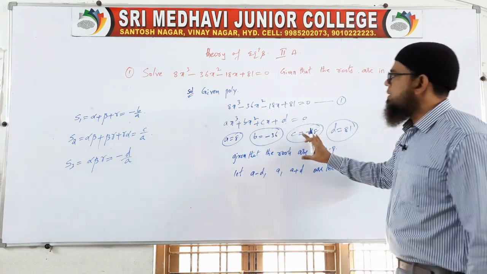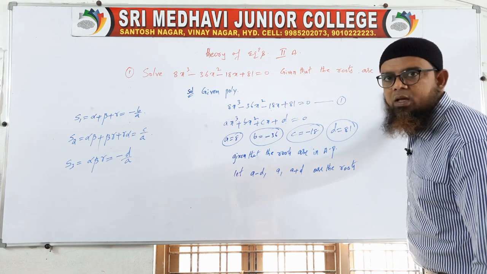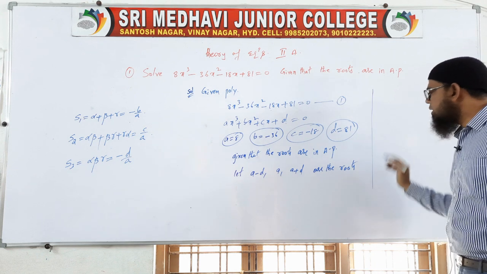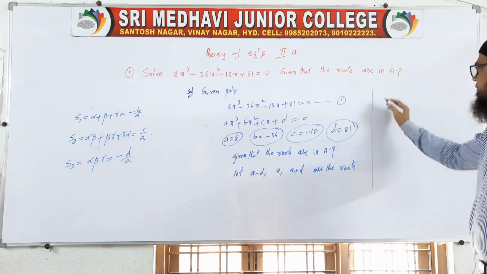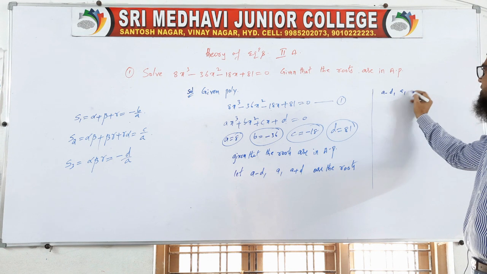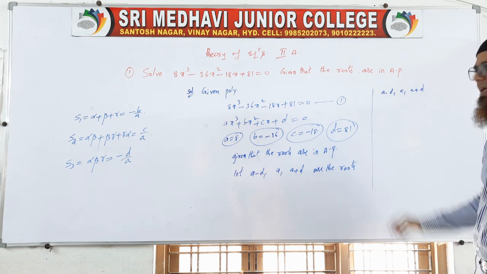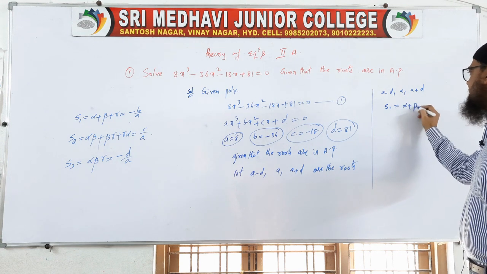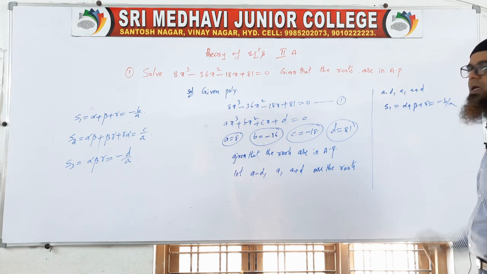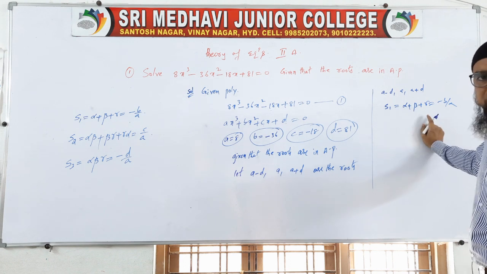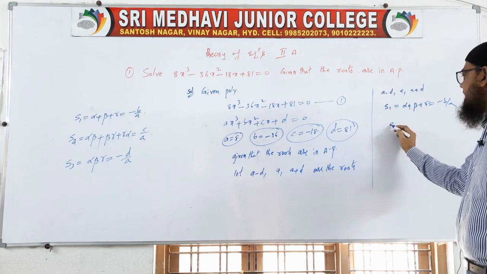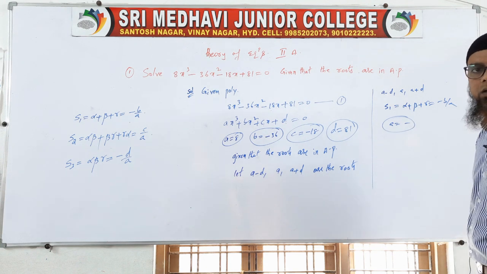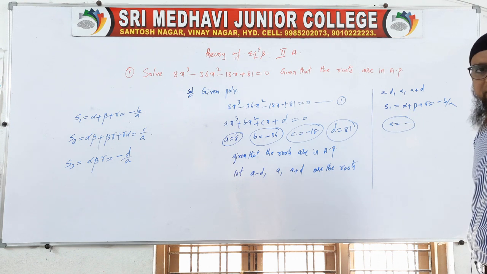Now come to our problem. Given that the roots are in AP, one short procedure I will tell you first of all. Whenever the roots are in AP, first we have to take the roots as a minus d, a, a plus d. Then we have to apply S1: alpha plus beta plus gamma is equal to minus b by a. When you apply the S1 formula, you will get a value directly. Means one root is completed. Totally 3 are there, one root is completed.